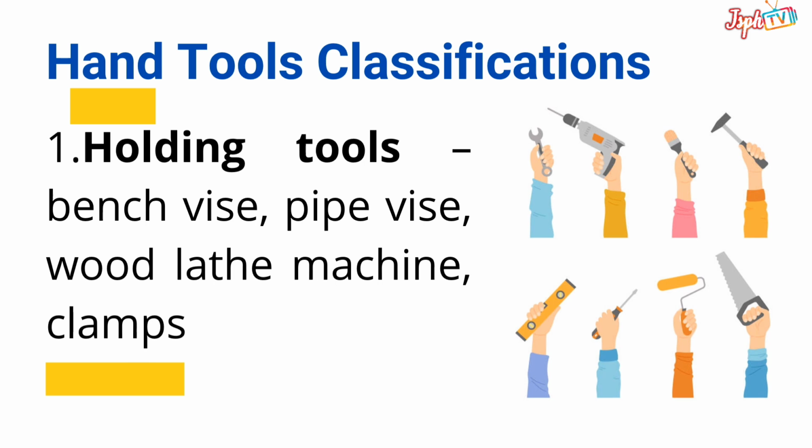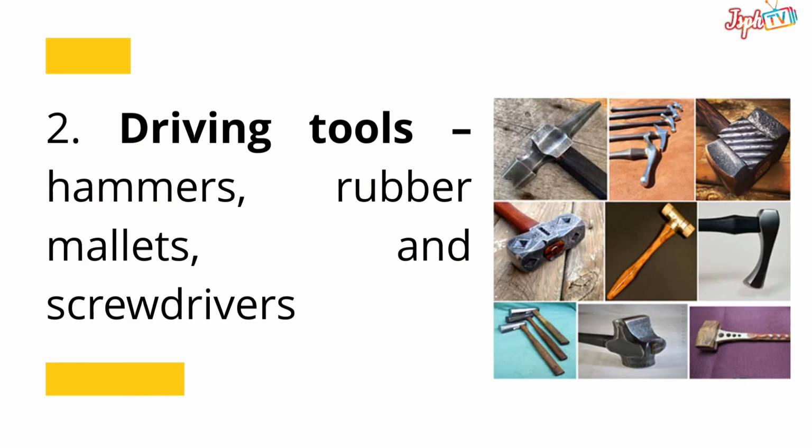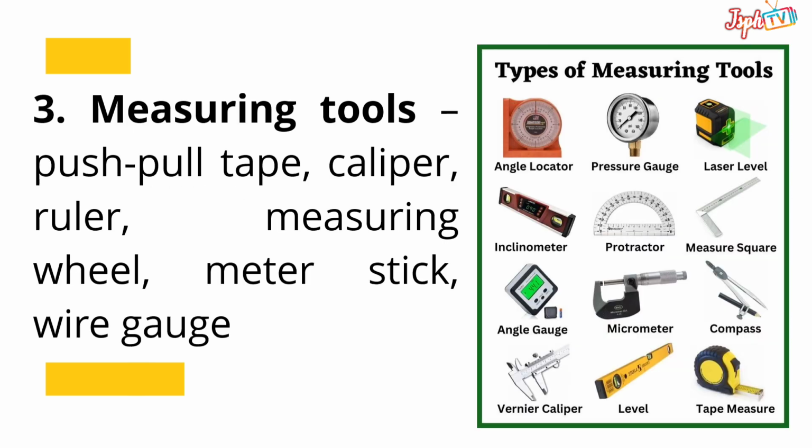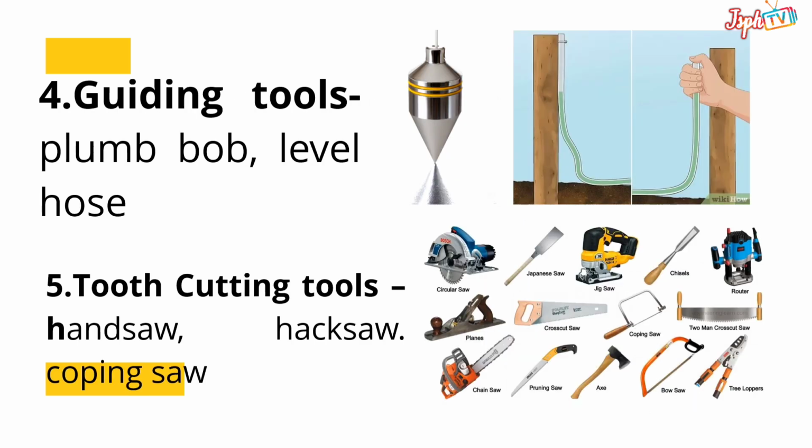First, we have the holding tools. These are the bench vise, pipe vise, wood lathe machine, and clamps. Driving tools: hammers, rubber mallets, and screwdrivers. Measuring tools: push-pull tape, caliper, ruler, measuring wheel, meter stick, and wire gauge. Guiding tools: plumb bob, level hose, and tooth cutting tools, the handsaw, hacksaw, and the coping saw.